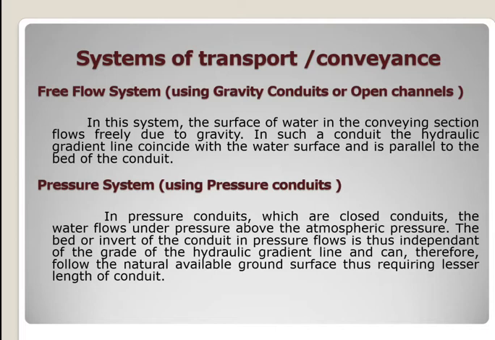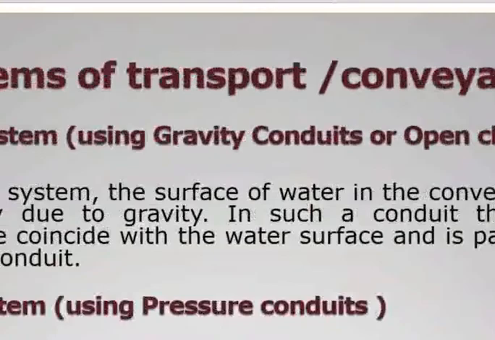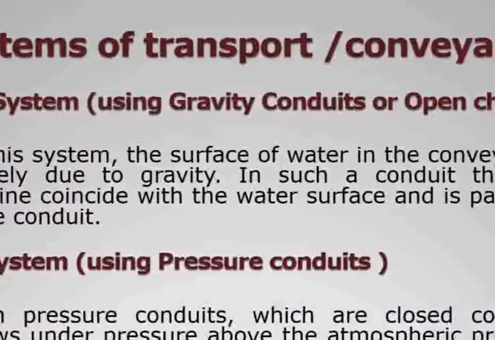So as you see here, there are mainly two systems of transport or conveyance. First one is the free flow system. A free flow system is a system wherein water is conveyed by using gravity conduits or open channels. In this system, the surface of the water in the conveying section will flow freely due to the force of gravity. And in such a conduit, we can say that the hydraulic gradient line coincides with the water surface and it is parallel to the bed of the conduit.